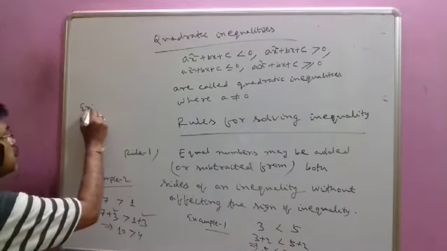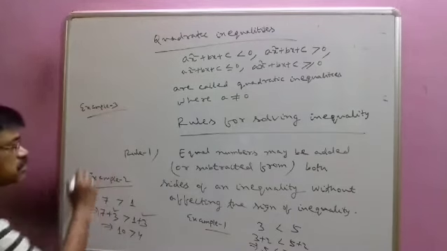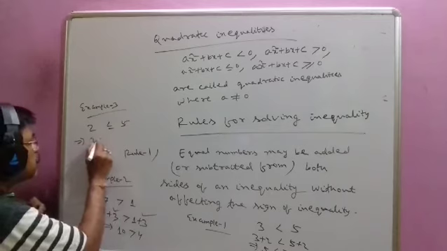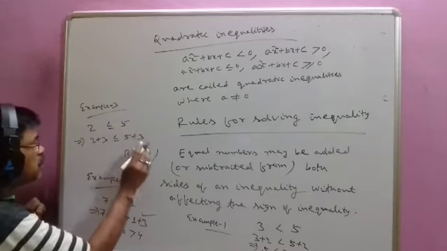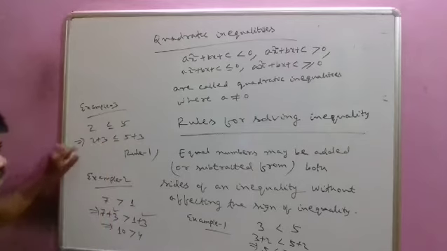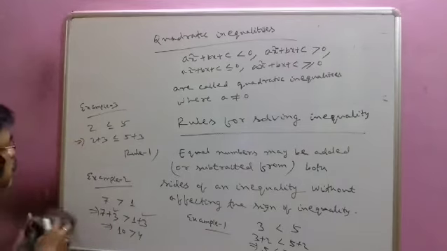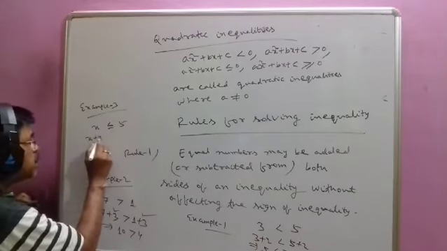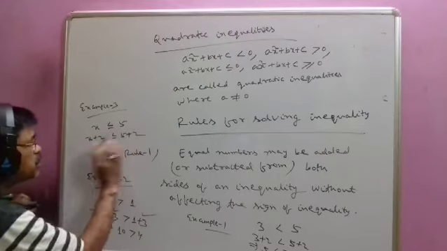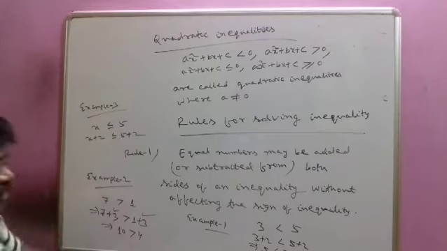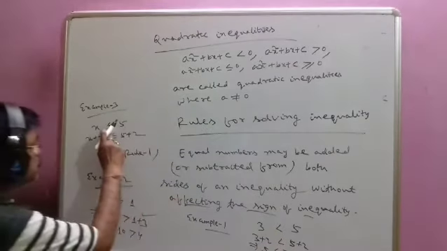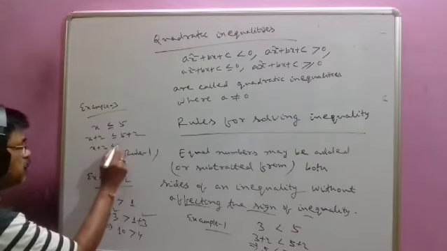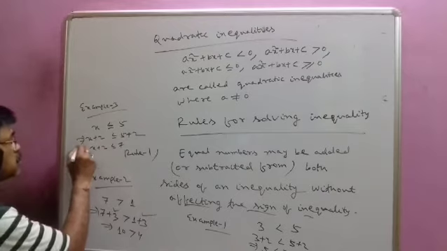Then you write example 3. Suppose I say 2 is less than or equal to 5. Then you can write 2 plus 3 is less than or equal to 5 plus 3. You see, here I am adding 3 on both sides. So the sign of the inequality does not change. Or suppose I say x is less than or equal to 5. So I can say x plus 2 is less than or equal to 5 plus 2. That sign will not change. Without affecting the sign means, originally the sign was less than or equal, and now also less than or equal. That is, you can write x plus 2 is less than or equal to 5 plus 2, which is 7. Okay, like that.